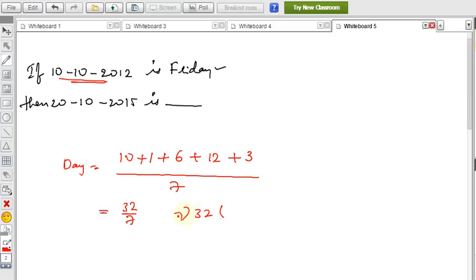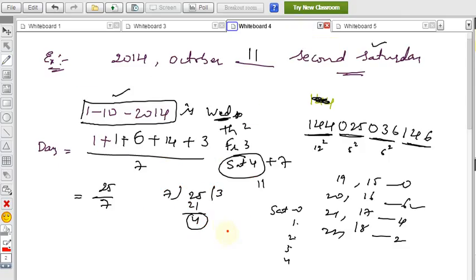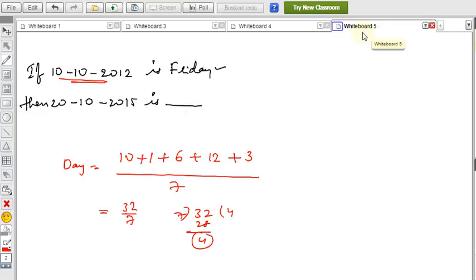32 divided by 7 is 28 and remainder is 4. So remainder is 4, Sunday, Monday, Tuesday, Wednesday. So Wednesday is the code. So this is Wednesday we are getting. So originally this date is Wednesday. But they said if it is Friday, so Wednesday plus 2, Friday will come. Now similarly we'll find out the original day of the second.